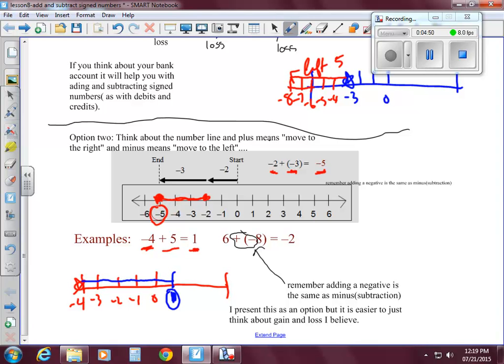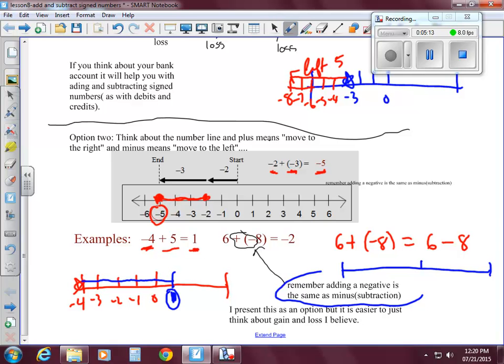Same thing here, just reminding you that adding a negative is the same as subtraction, is the same as minus. So when you say 6 plus -8, what I'm getting at is that means the same thing as 6 minus 8. And we're going to talk about subtraction really shortly as well. So if you were drawing this one out, you just do that here.